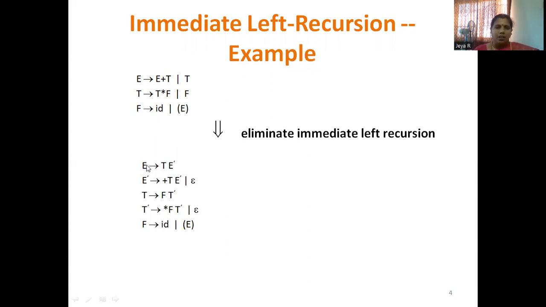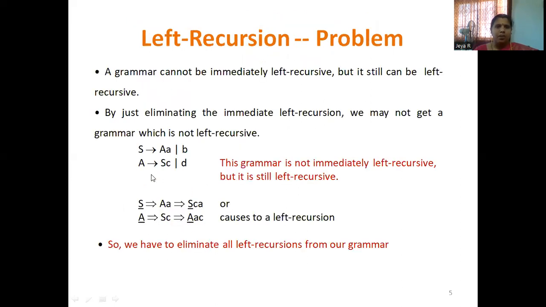So after eliminating the left recursion, we will get the productions as follows. For the non-terminal E, we have two productions, E plus T or T. So E produces T E dash, and E dash produces plus T E dash or epsilon. So based on the rule, after eliminating the left recursion, we are getting this production.